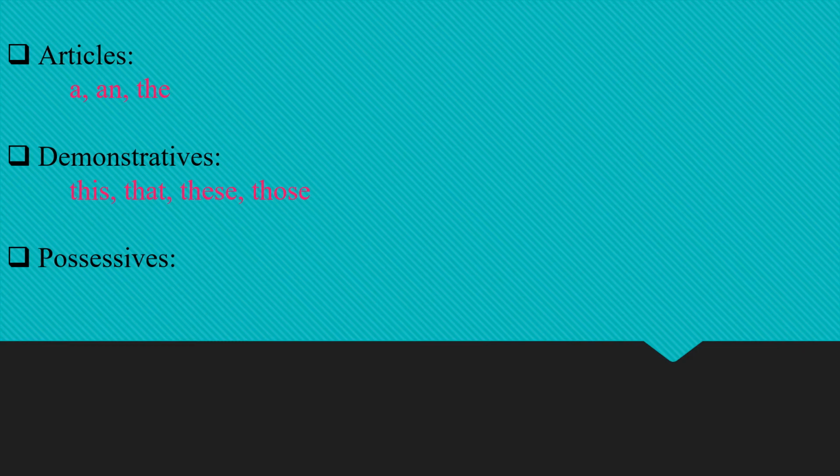First, articles. We know that A and The are called the articles. And demonstratives. Demonstratives mean it is used to point out something or someone, where exactly. And the demonstratives are this, that, these, those. Then possessives. Possessives are mine, ours, yours, hers, its, theirs. Okay, these are all used to say the ownership.